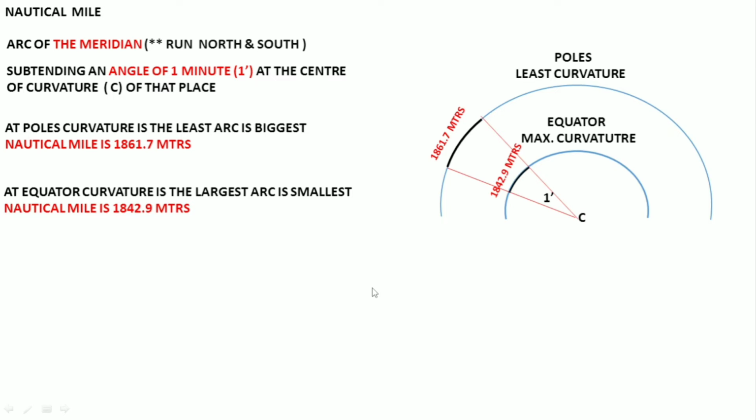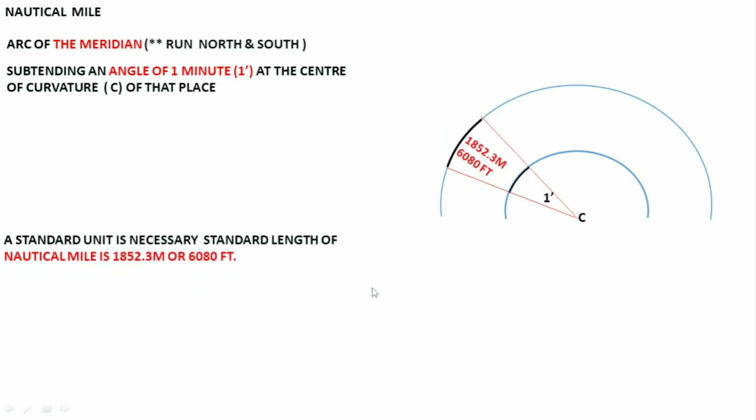But for us, we should have a standard value for a mile, and we have taken the standard value as 1852 meters or 6080 feet. The length of the nautical mile is 1852.3 meters or 6080 feet. And we know speed is kilometers per hour; here, speed is in knots. Nautical miles per hour is your speed.